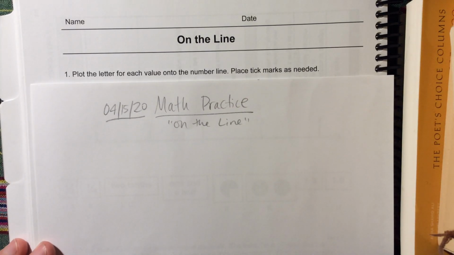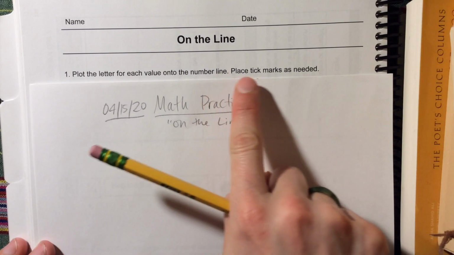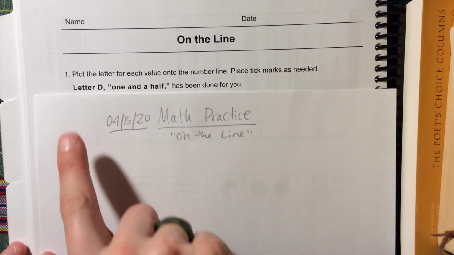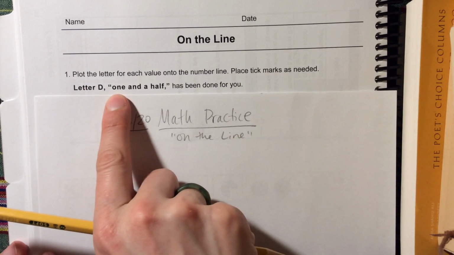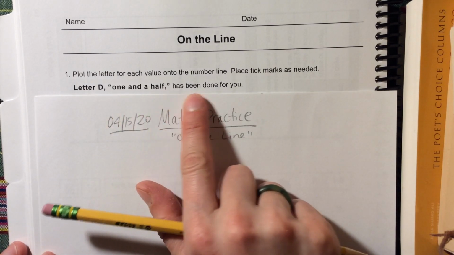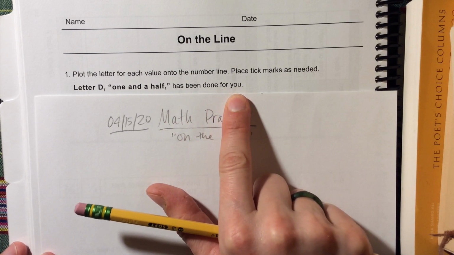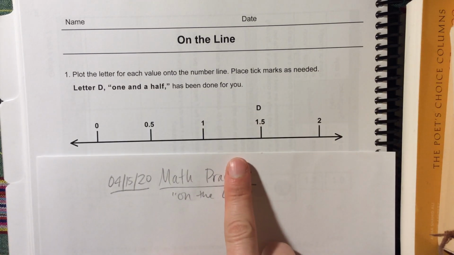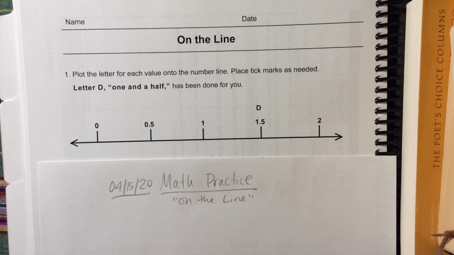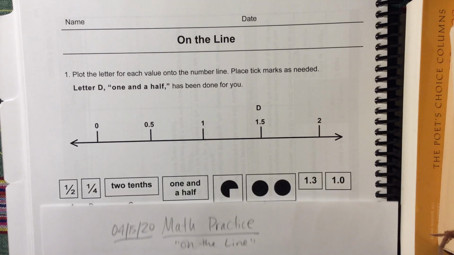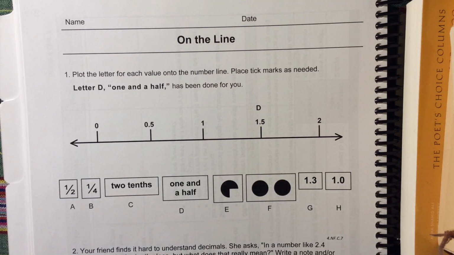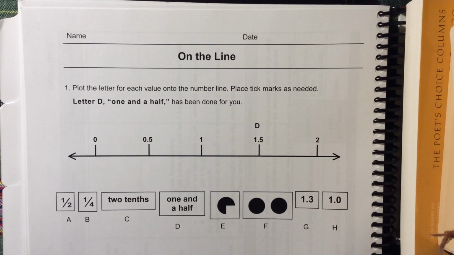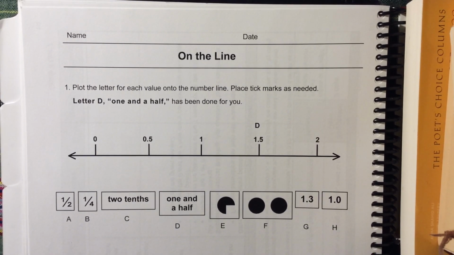Plot the letter for each value onto the number line. Place tick marks as needed. Letter D, 1.5, has been done for you. So I think the very first thing, I want you to take a look at the whole question. So if you can do this on your own, please pause the video and get started.